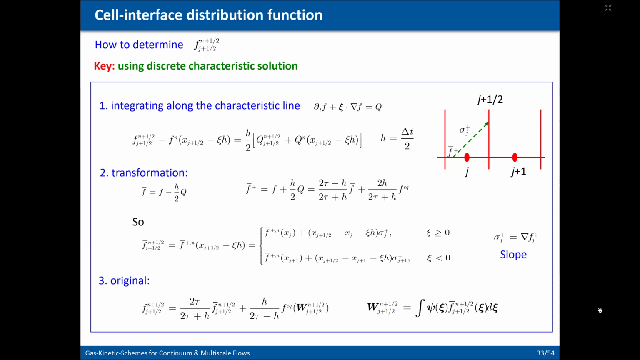Here, F plus just represents the post-collision distribution function at the starting point of the characteristic line. Then we can move the post-collision distribution functions along the characteristic line to the interface, and then transfer back to the original one. And from this transfer back, we can obtain the numerical flux.